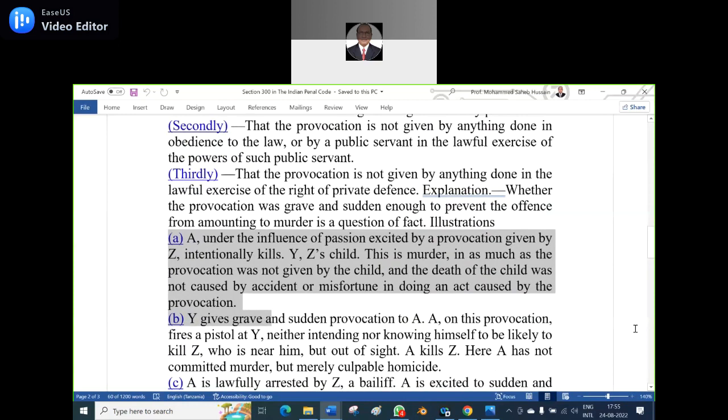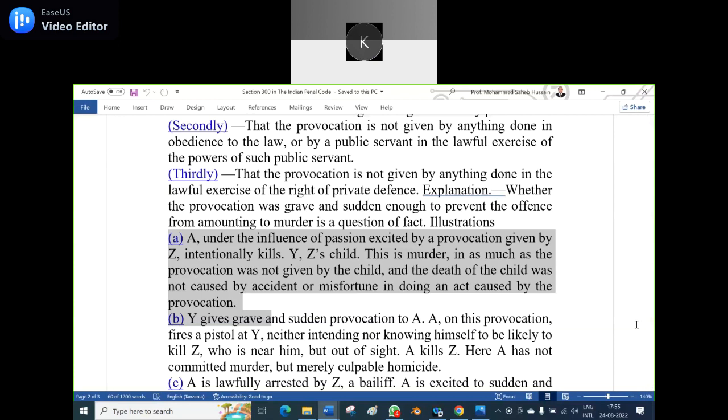Participants. A, under the influence of passion, excited by a provocation given by Z, intentionally kills Y. Y is Z's child. This is a murder inasmuch as the provocation was not given by the child, and the death of the child was not caused by accident or misfortune in doing an act caused by the provocation. See, very clearly made. A, under the influence of passion excited by the provocation given by Z, intentionally kills Y, Z's child.